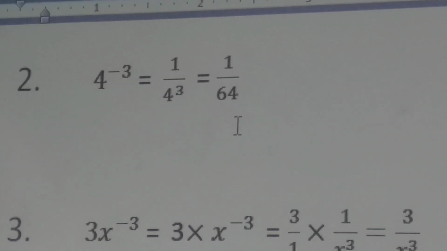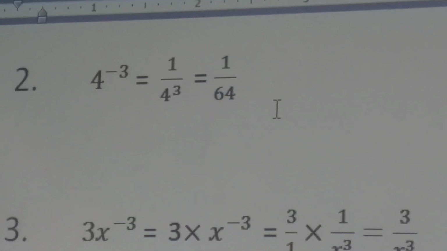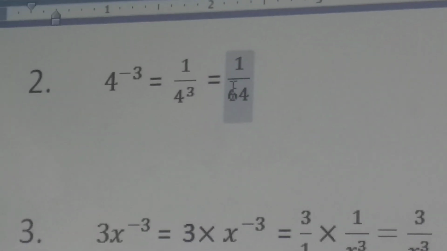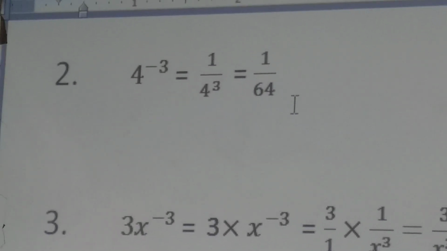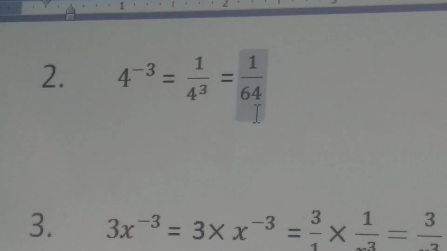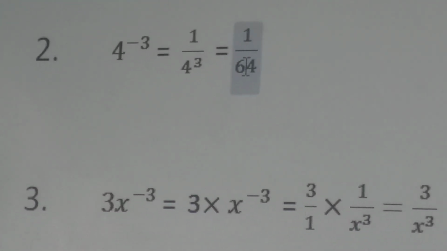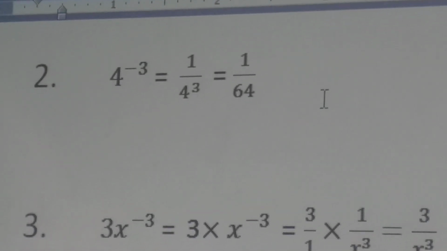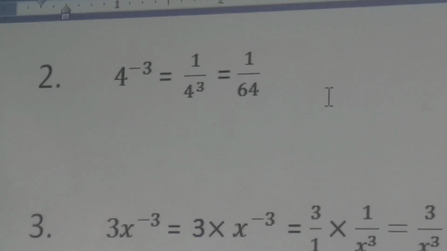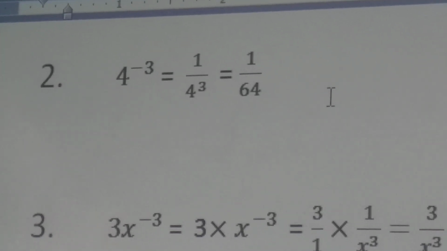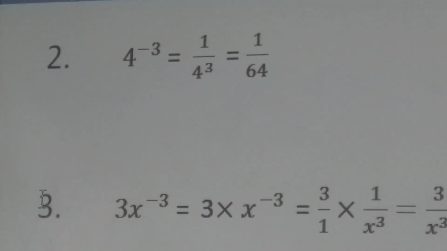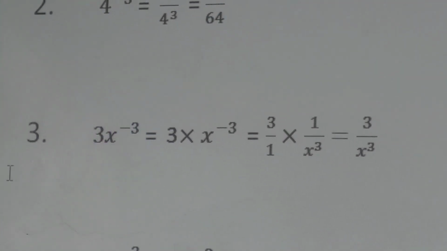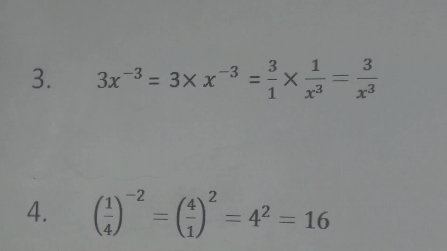Right, I saw some writing 4 to the power 3 as 72. 4 to the power 3 means 4 times 4, which is 16. 16 times 4, it gives 64. So it's 1 over 64. You are not supposed to leave your answer with the negative powers. That will be unsimplified. Right, so it's 1 over 64. We go on to number 3.